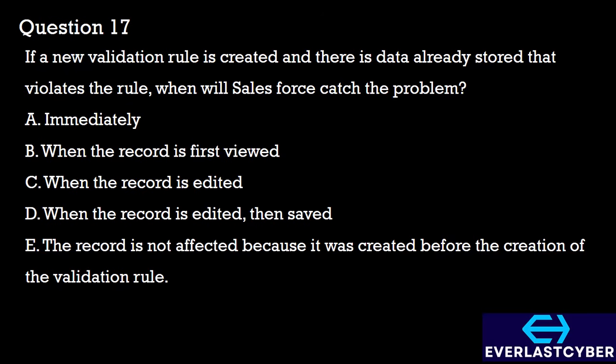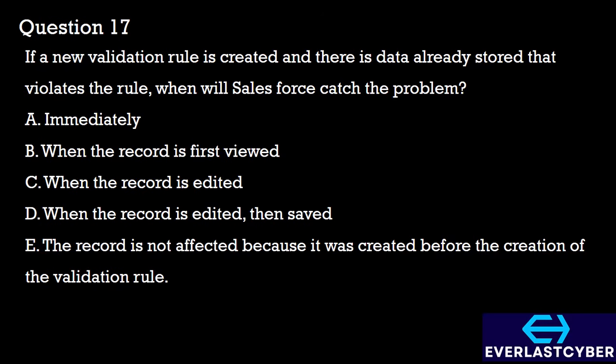Let's go through the options. Option A, validation rules are not enforced immediately for existing records that violate the rule. For option B, the validation rules are not enforced just by viewing a record. Option C, while the validation rule is triggered when a record is edited, it is a combination of editing and saving that enforces that rule. So simply editing a record does not trigger the validation rule unless the record has been saved.